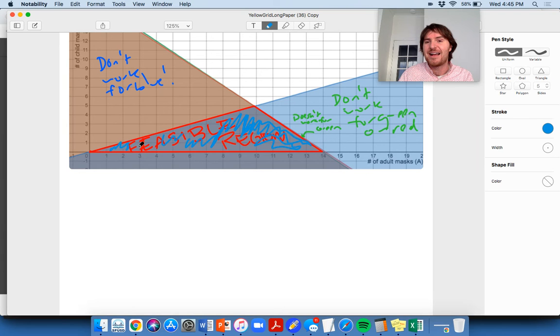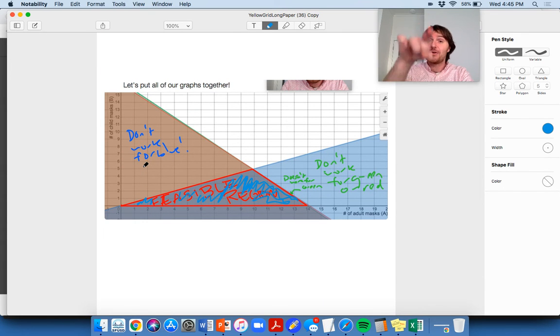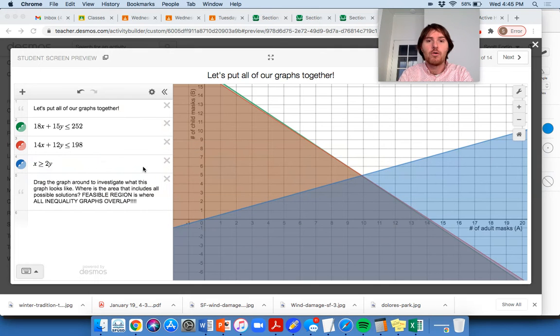Down here, we care about less, right? 3, 1 would be 3 adult masks and 1 child mask. Not very many, but he could do it. He could do it if he wants to. That's allowed because it's in the feasible region. Okay, feasible region, feasible region. That's the thing you learned today. Hopefully this video is helpful.